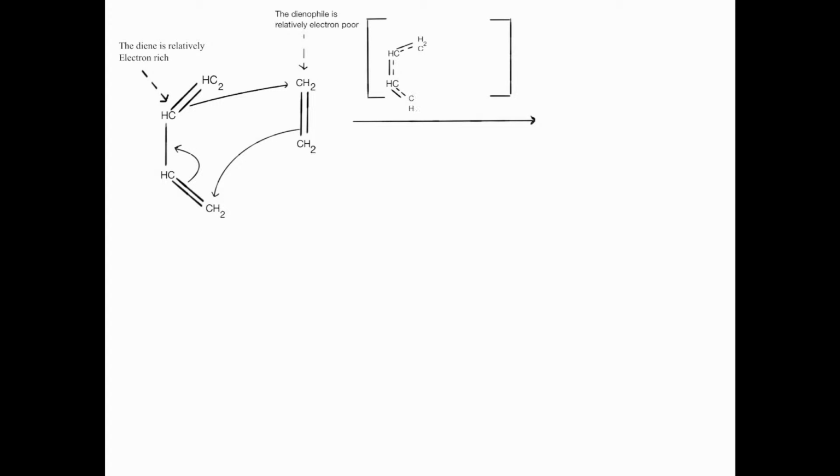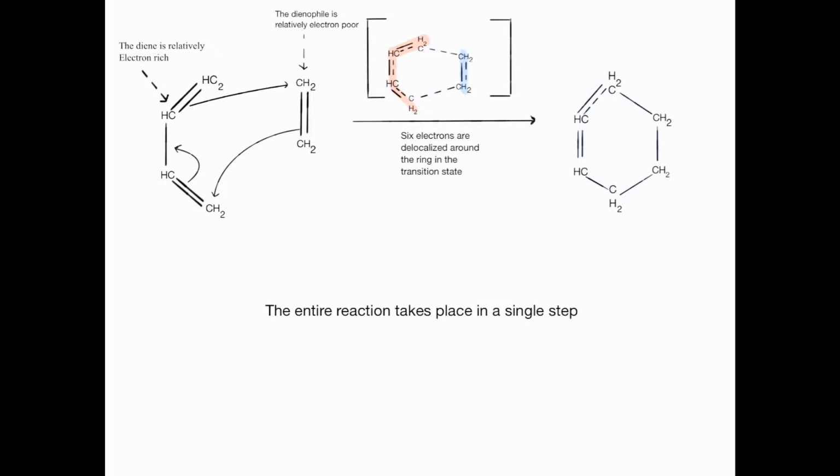For a simple Diels Alder reaction, we have a buta-1,3-diene, the relatively electron-rich component, and an ethene, the dienophile, the relatively electron-poor component, which reacts with heat, making the 6 electrons delocalize around the ring in the transition state, simultaneously breaking and forming bonds to produce a cyclohexene. This is a simple version of the Diels Alder reaction, but it also deals with stereochemistry and regiochemistry later in the chapter.